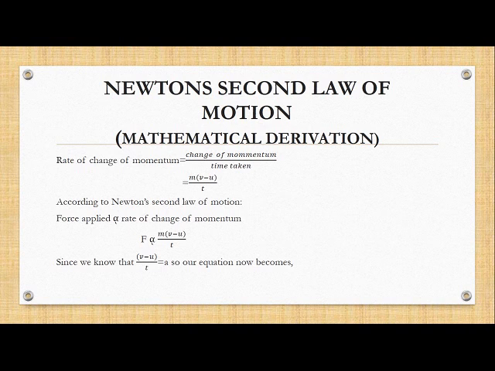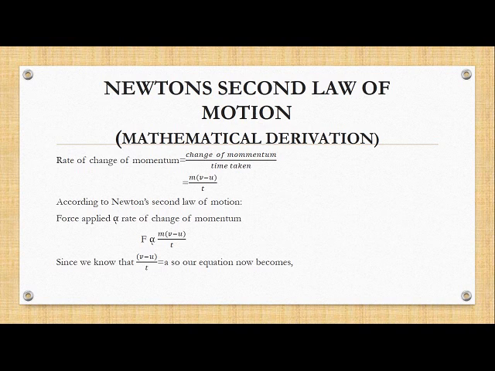Now, coming to the statement of Newton's second law, the force applied to any object is directly proportional to the rate of change of momentum. What is the force here? F. This particular sign is a sign of proportionality, meaning some condition is there. And the rate of change of momentum is m(v minus u) upon t.